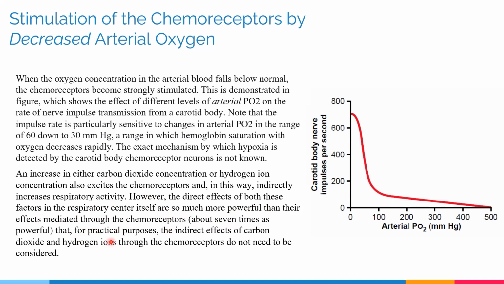That for practical purposes, the indirect effects of carbon dioxide and hydrogen ions through the chemoreceptors do not need to be considered. And thus, for practical reasons, we can consider that the carotid bodies and the chemoreceptors are directly stimulated only by decreasing arterial oxygen partial pressure, and are not very much affected by changes in carbon dioxide and hydrogen ion concentration.